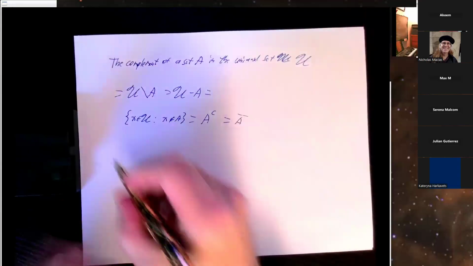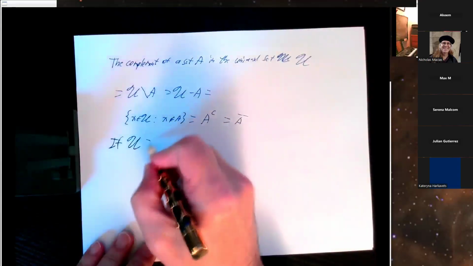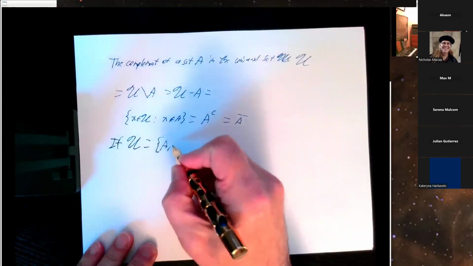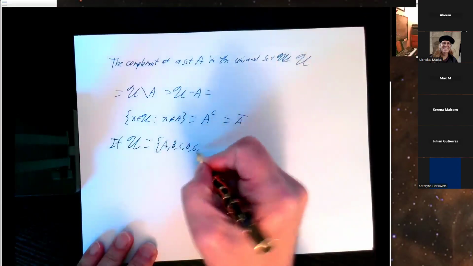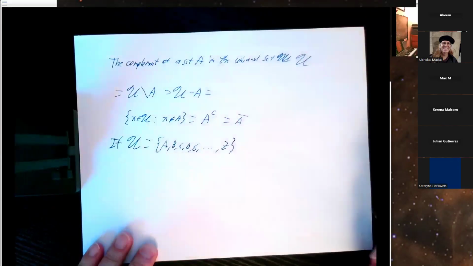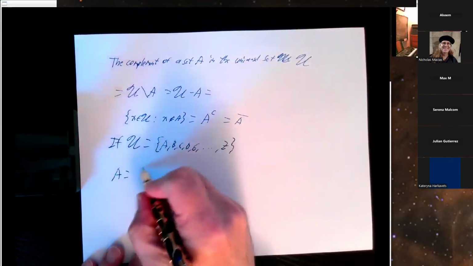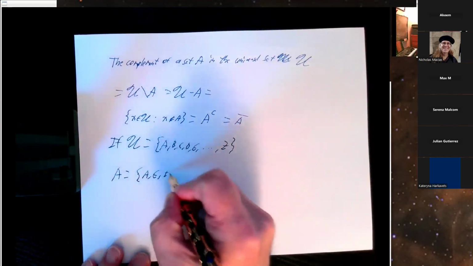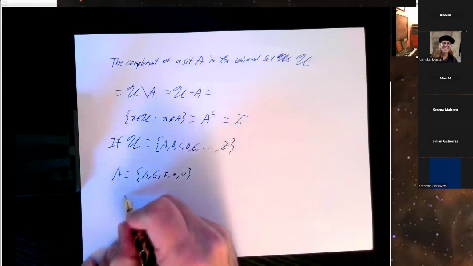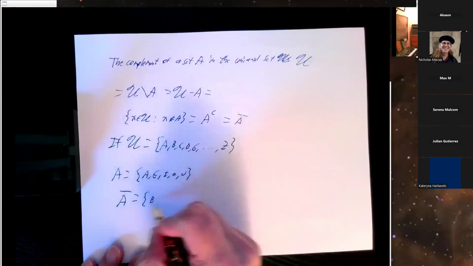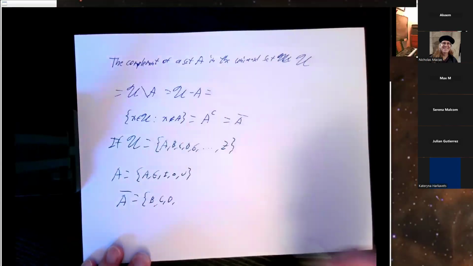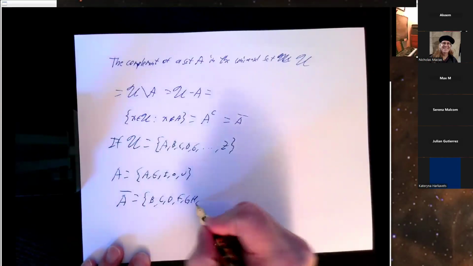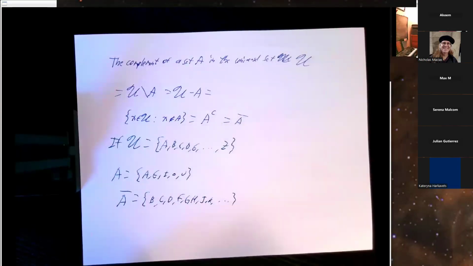So if the universal set is the 26 letters A through Z, and A is A-E-I-O-U, then the complement of A would be all the things that are not in A, right? So this would be the set of vowels, this would be the set of consonants. So kind of what you would hope we mean by a complement.